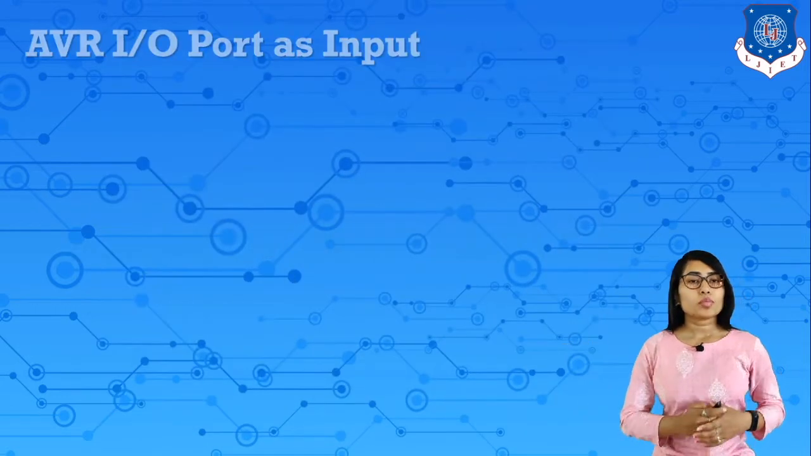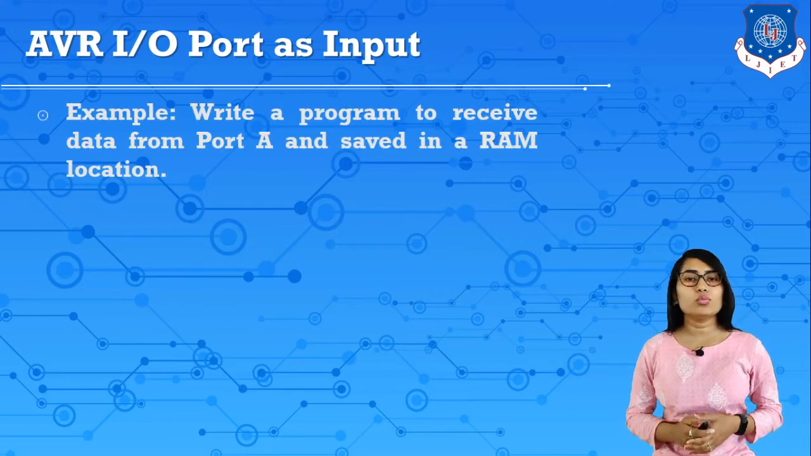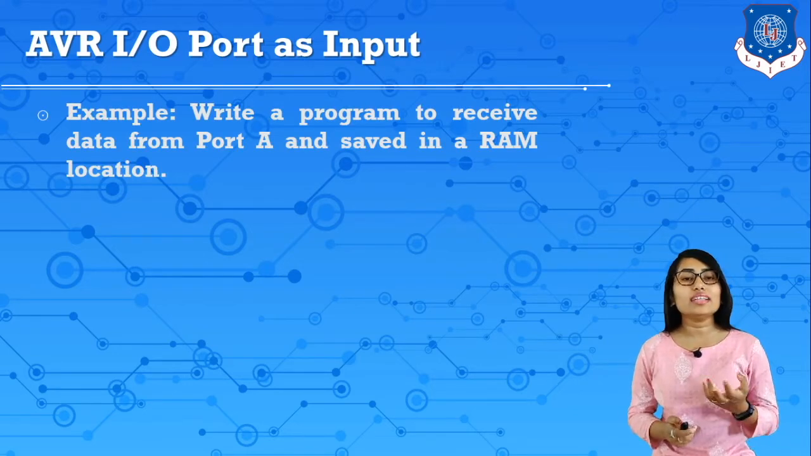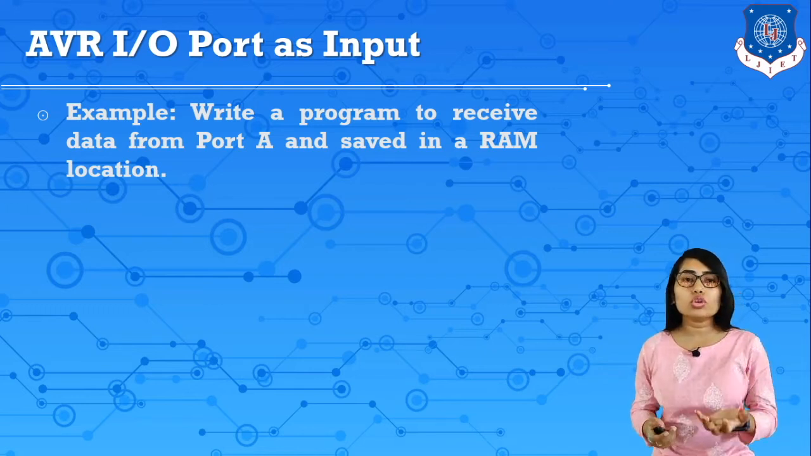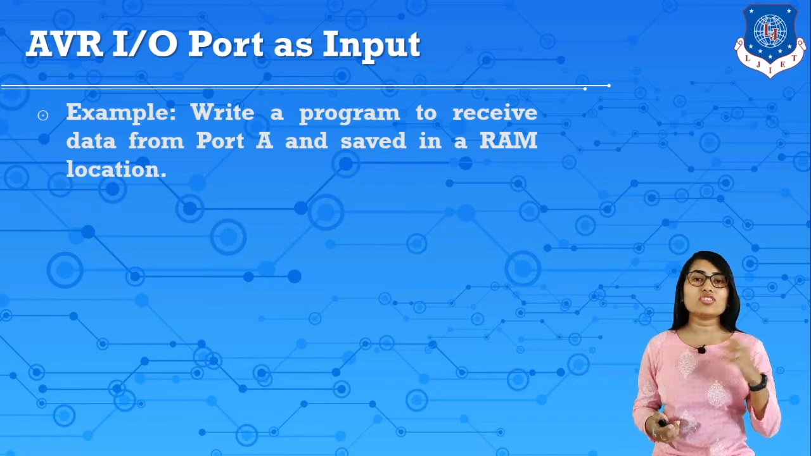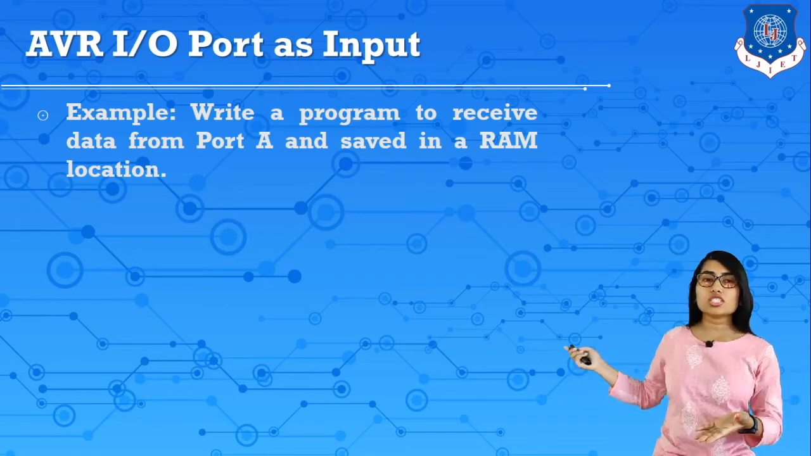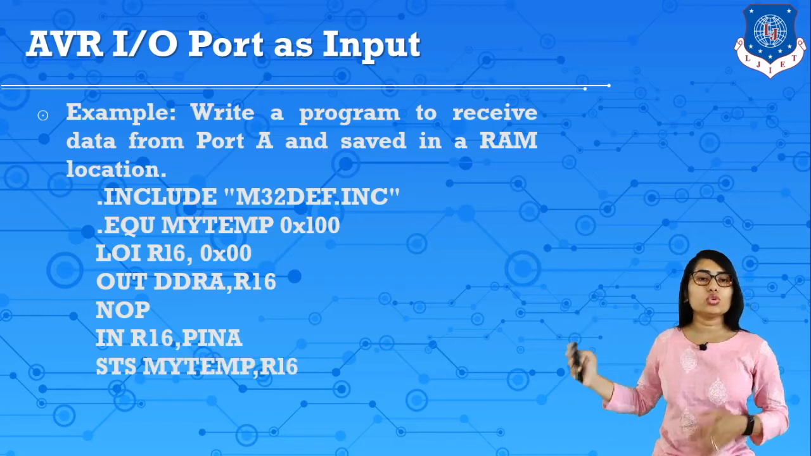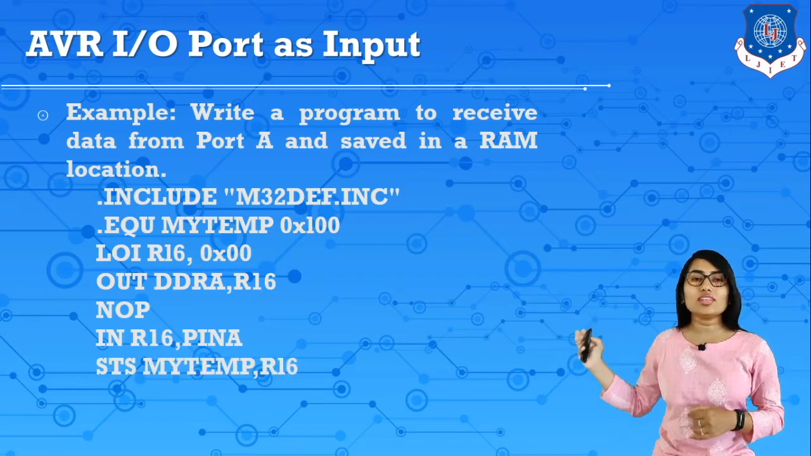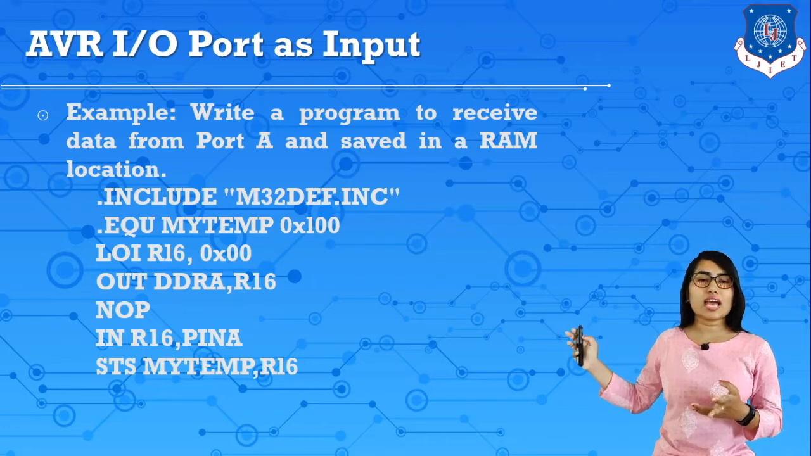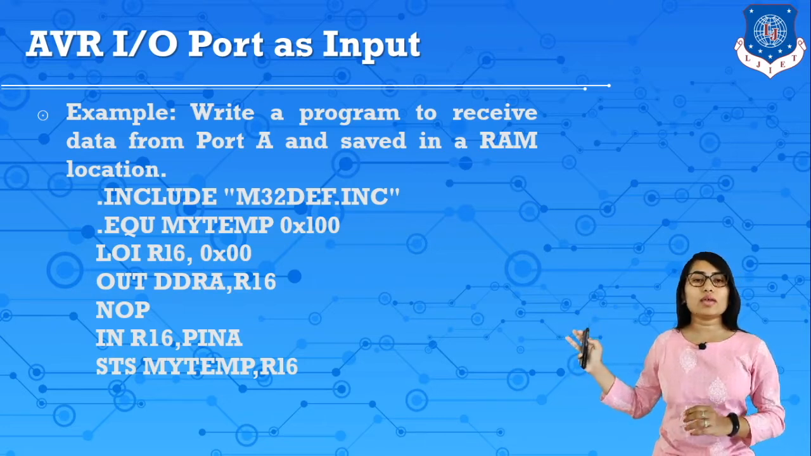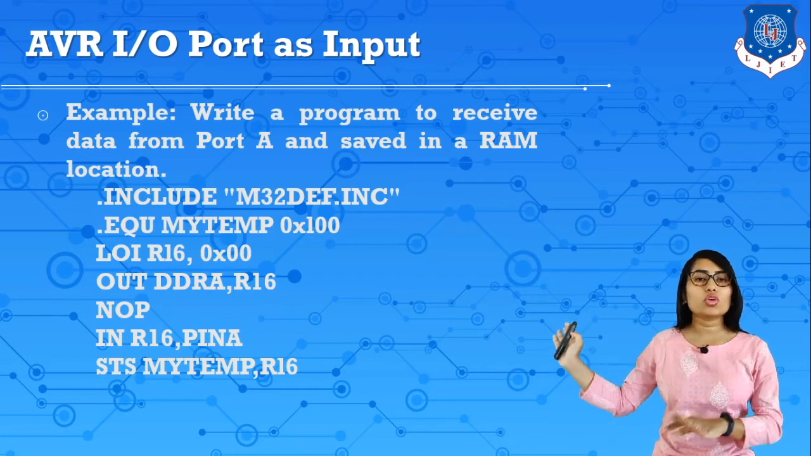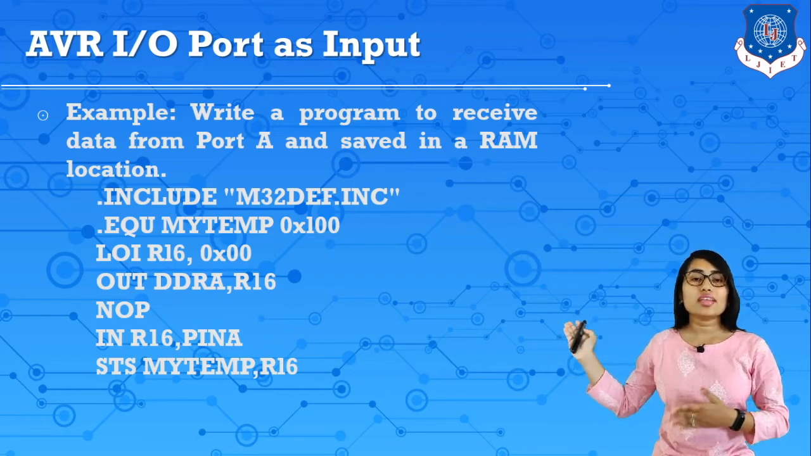Next we have a program for an AVR IO port as an input. Write a program to receive data from port A and save it in a RAM location. So we have to read data from port A and then save it at a RAM location. First include the library, then make the port an input, and then write the code. So .include m32def.inc, then we assign a value: .equ mytemp = 0x100. We can assign any value here. We use RAM location 0x100, which is in hexadecimal form.